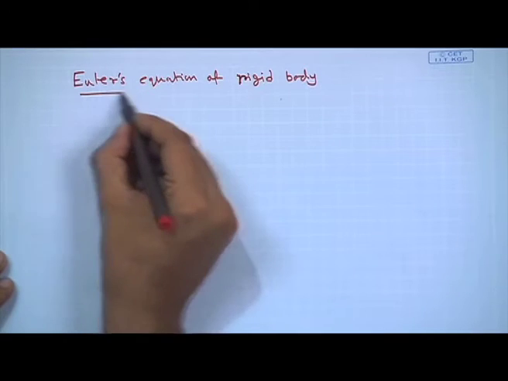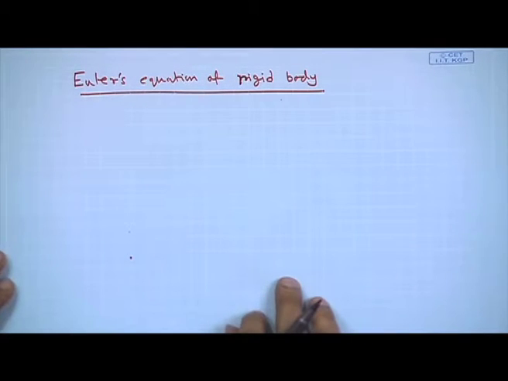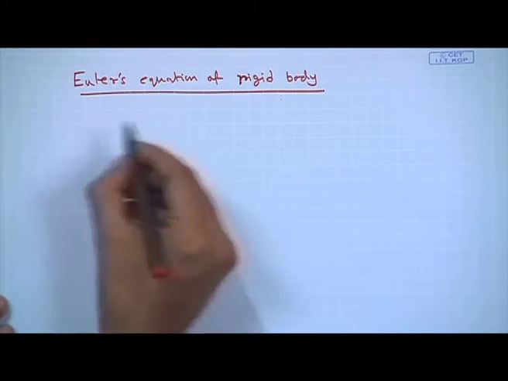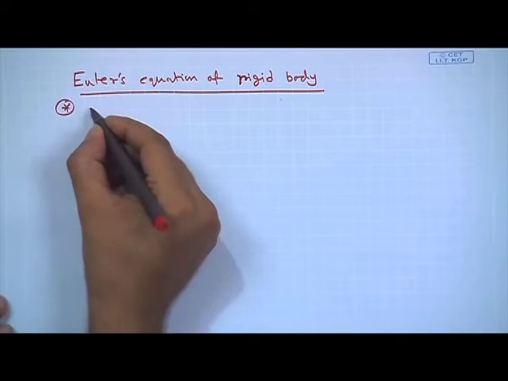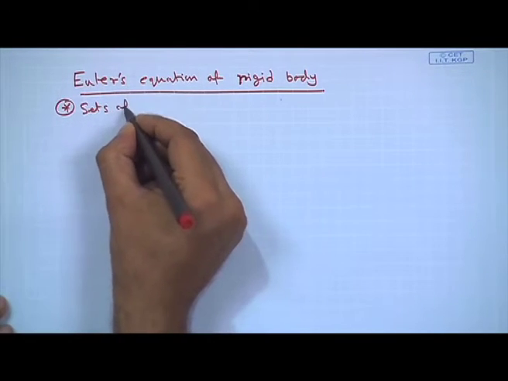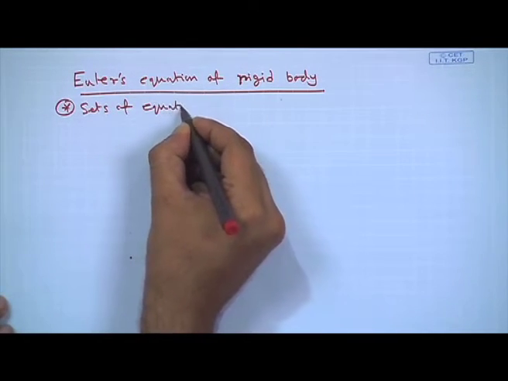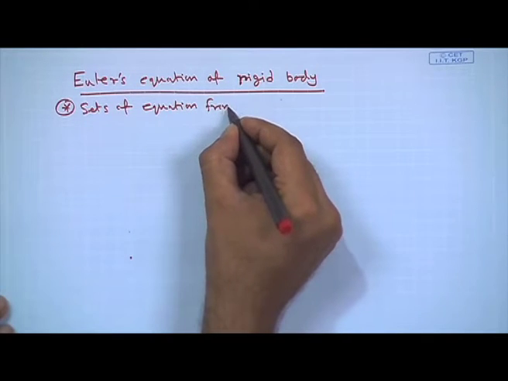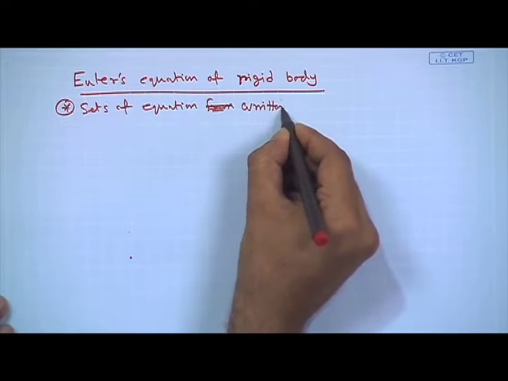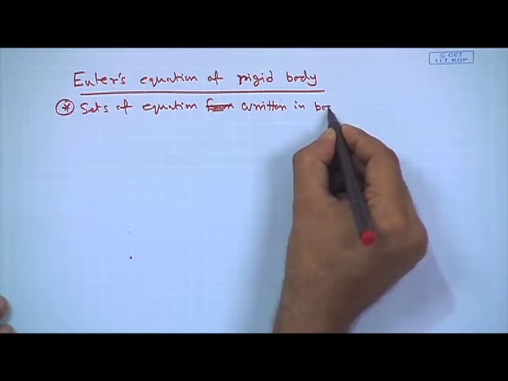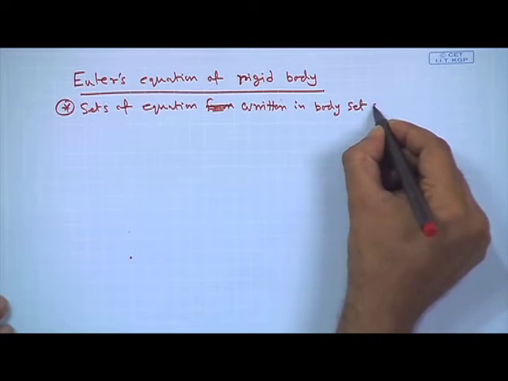Euler's equations of rigid body, right? So what are these equations? Okay, please note that these are sets of equations written in the body set of axes.